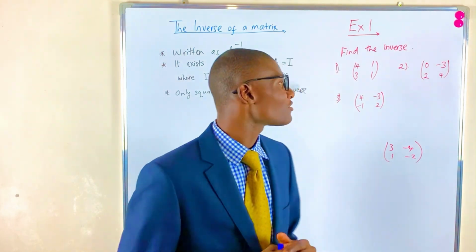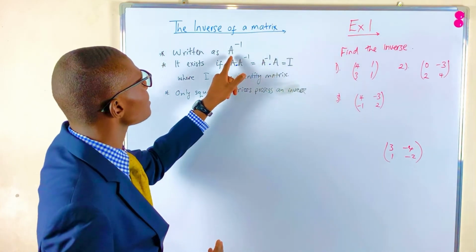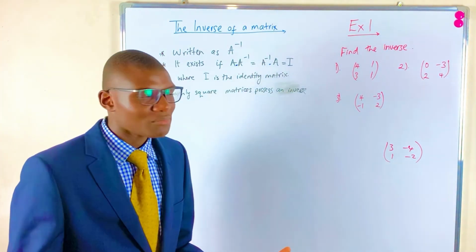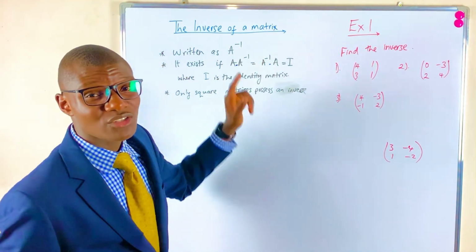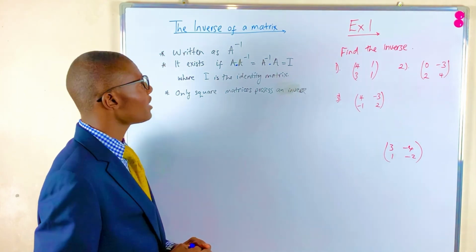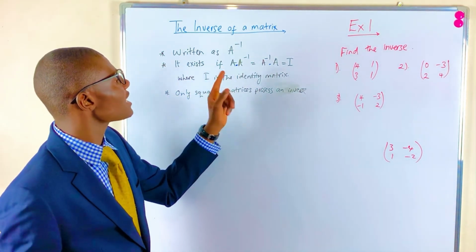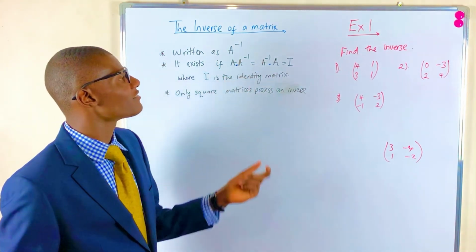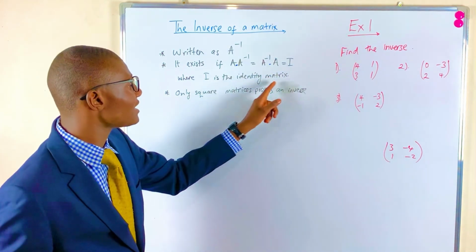So to start off, what we're required to know is that the inverse of a matrix is written as A to the power of minus 1, A being probably the name of the matrix, it might be B or even C, but we have to include that to the power of minus 1 for the inverse. Then we also have to know that it exists if the product of the matrix and its inverse is equal to I, being the identity matrix.